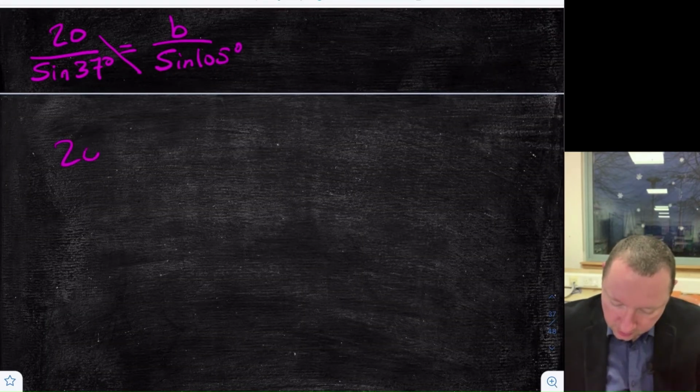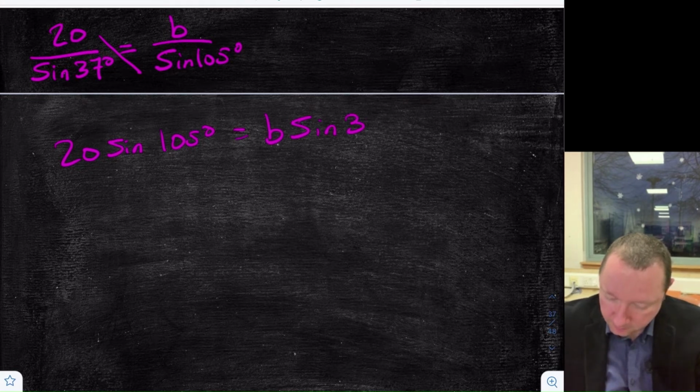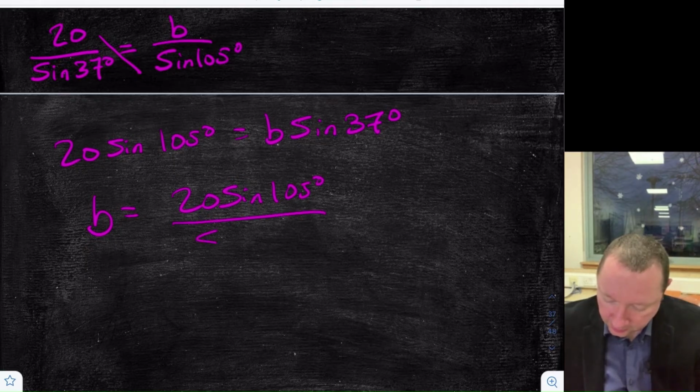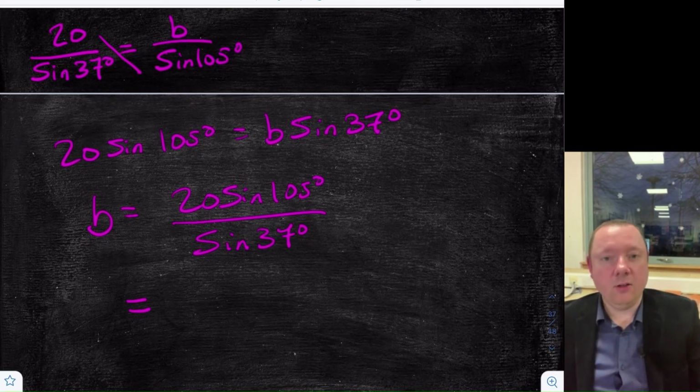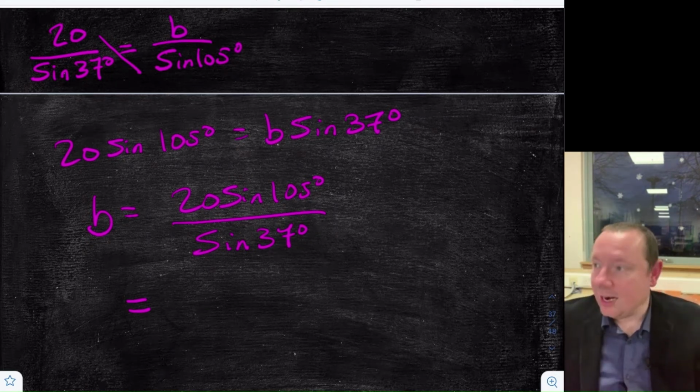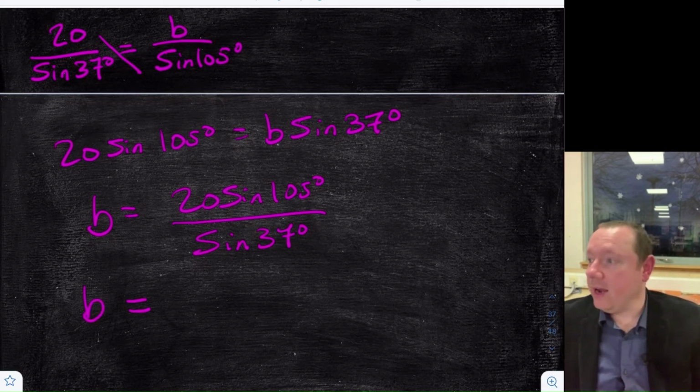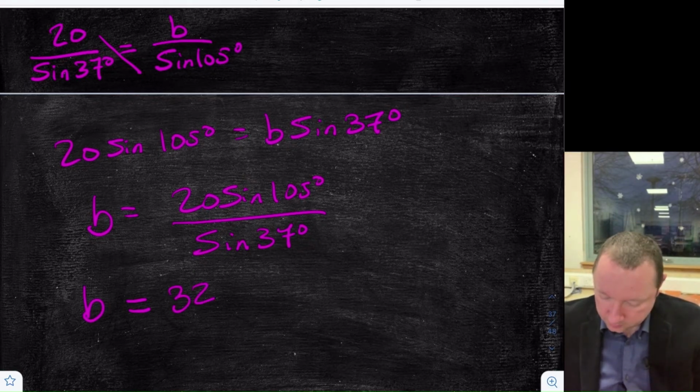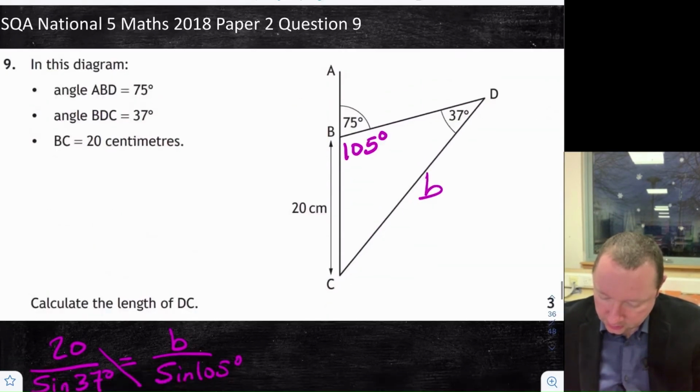20 times the sine of 105 equals B times the sine of 37. So dividing through by sine 37, B equals 20 sine 105 divided by sine 37 degrees. So now I just get a calculator and straight away work that one out. Get an answer for B of 32.1. Just check my units, centimetres.